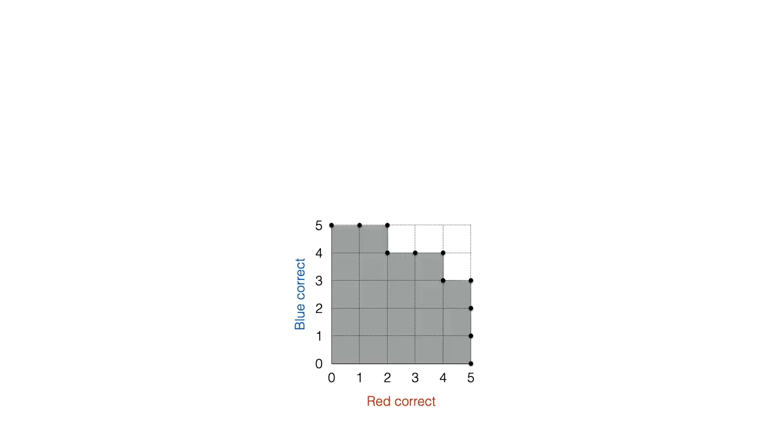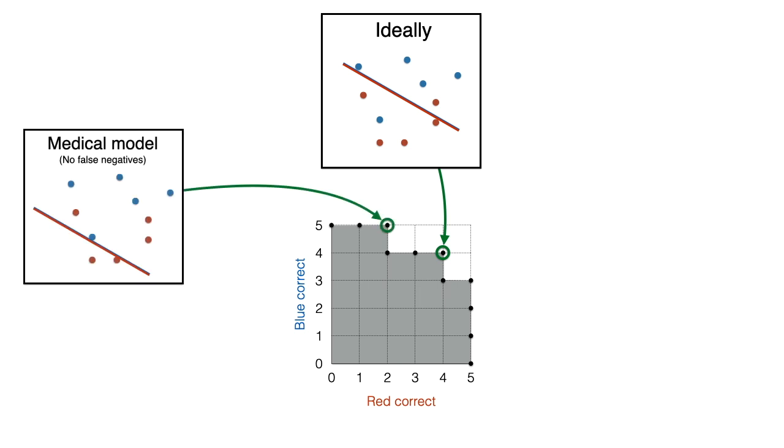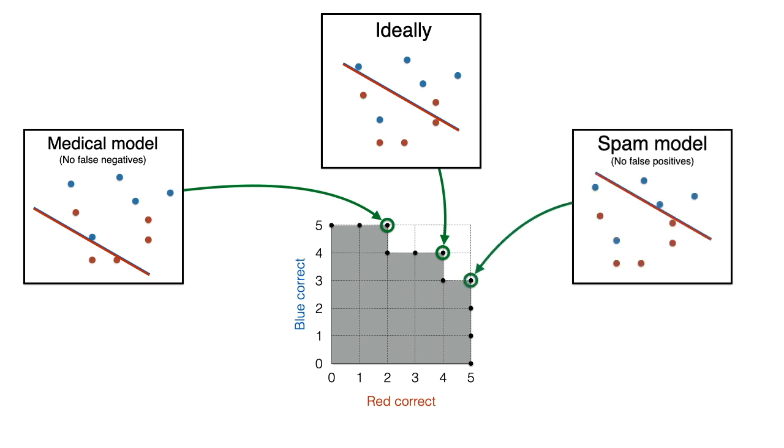Now here's the interesting part. We can use this ROC curve to make decisions about our model. A good model, for example, would be this point over here, which corresponds to this line, which doesn't make too many errors, false positive or false negative. A model like the medical model, which wants very few false negatives, could go over here, and a model like the spam detection model, which wants very few false positives, could go over here. So depending on what our interests are, we can look at this curve and pick the point where we want the model to go.